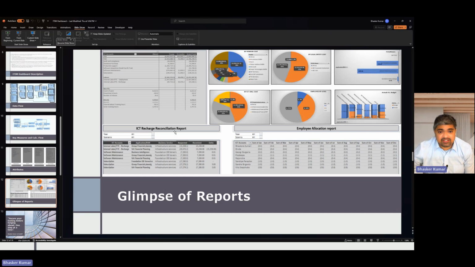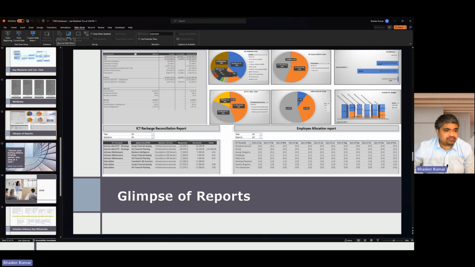You can see I have an ICT recharge reconciliation also. Like you can see here that for internal labor, group finance planning was requested by business service infrastructure for 15,000 and they paid 15,000. You can see the employee allocation report: was any employee over-allocated? I can see that Pradeepa was over-allocated at 1.1. So basically all types of reporting are possible.